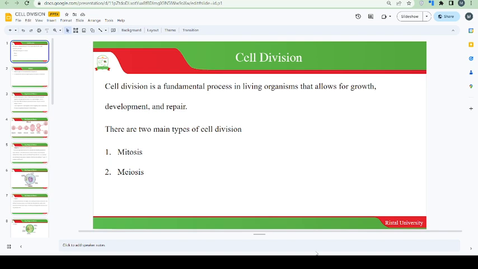This afternoon, we are going to learn about cell division. Cell division is a fundamental process in living organisms that allows for growth, development, and repair. The two main types of cell division are mitosis and meiosis.